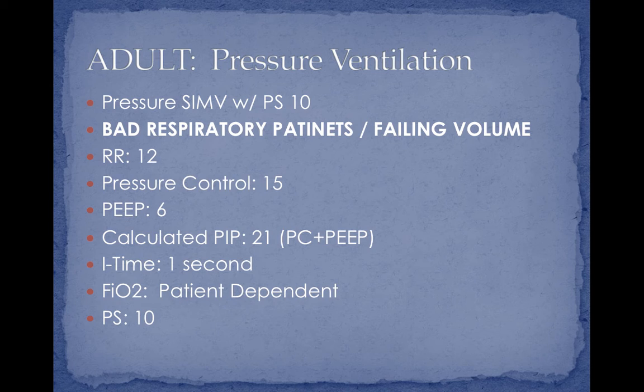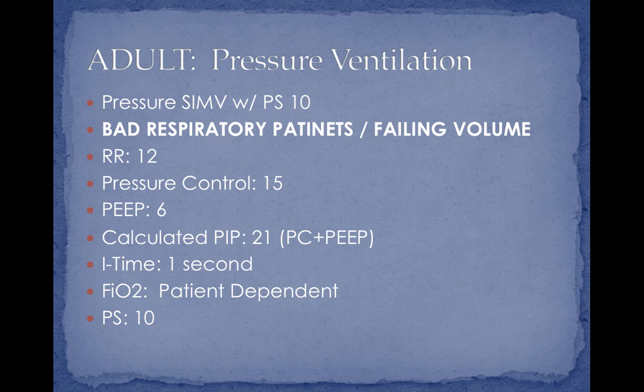So when would I do an adult patient in pressure control ventilation? If they're a bad respiratory patient and they're failing volume ventilation and it's just not working, I'll switch them to pressure SIMV with a pressure support of 10, same respiratory rate. I usually start at a pressure control of 15 with a PEEP of 6 for a calculated peak inspiratory pressure of about 20, and then I'll go up 2 at a time until I hit about 30 as needed and see what I get. If I get to that point and we're still not working, then I'm going to have to evaluate how to oxygenate and ventilate this patient.